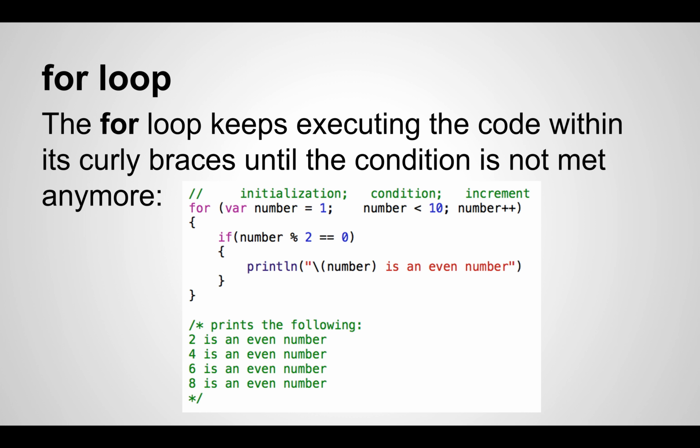But at 10, what's going to happen here in this example? The number needs to be less than 10. Look at the condition. Number less than 10. So at 10, what's going on? The condition is not met anymore. Okay, so the condition is false, so it's not going to run the for loop anymore. And that's why in the print statement that you see at the bottom, it only prints 2, 4, 6, and 8. Okay, all right. So that's all you need to know for the for loop.